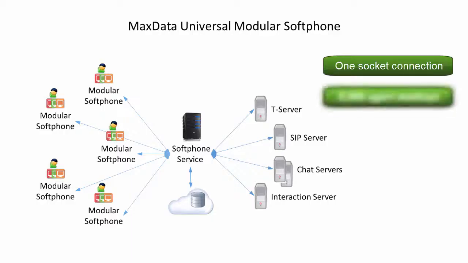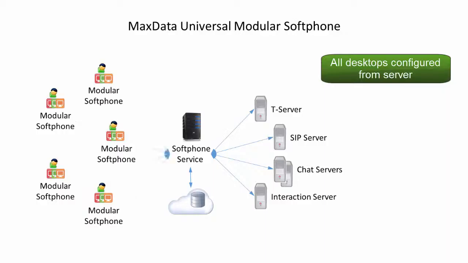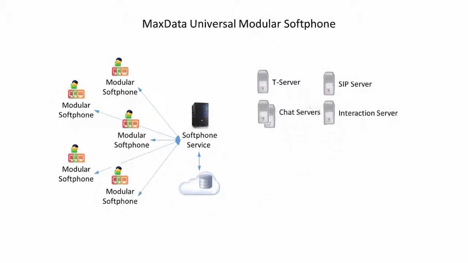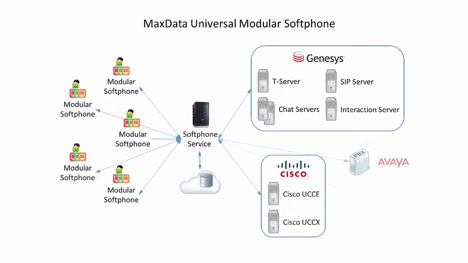We can easily scale up to 5,000 desktops with just one socket connection. Moreover, all 5,000 agent desktops can be configured on the fly by pushing data from the Softphone service. The Softphone service is agnostic to the routing environment and works equally with Genesys or Cisco or any PBX. In fact, it can work in parallel with all of these routing environments.